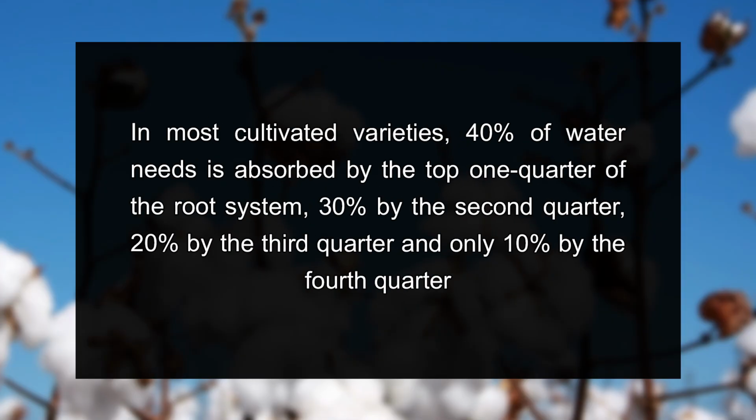In most cultivated varieties, 40% of the water needs is absorbed by the top 1/4 of the root system, 30% by the second quarter, 20% by the third quarter, and 10% by the fourth quarter. Next, we are going to study the shoot system.